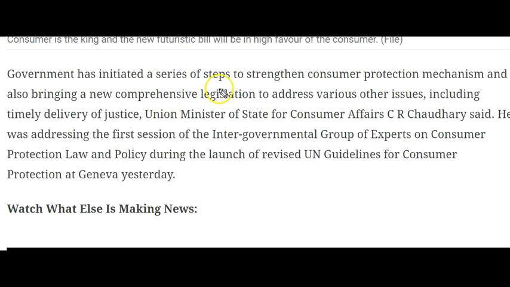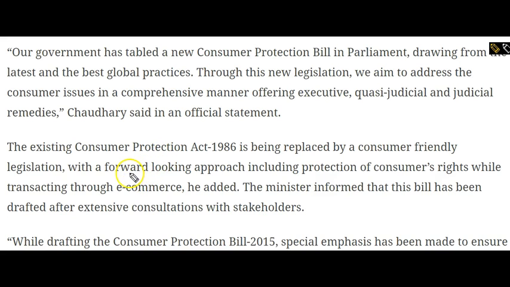Our minister also attended this meeting in Geneva and said that the Government of India has taken many steps to strengthen the consumer protection mechanism, and the government is going to pass the Consumer Protection Bill 2015, which is in Parliament. If it is passed, it will ensure the timely delivery of justice to the consumers. We can call the new bill a forward-looking approach.